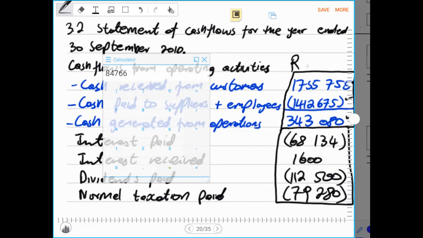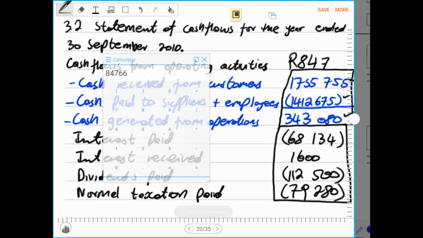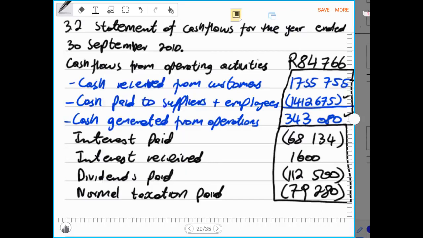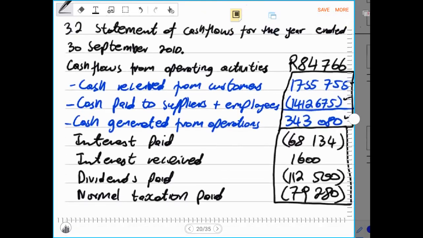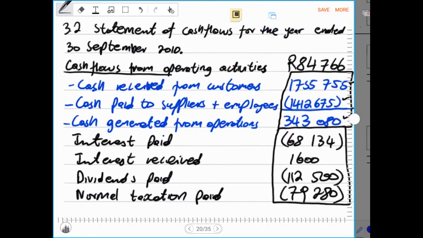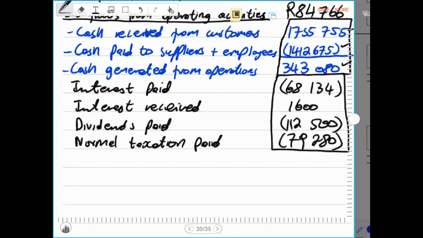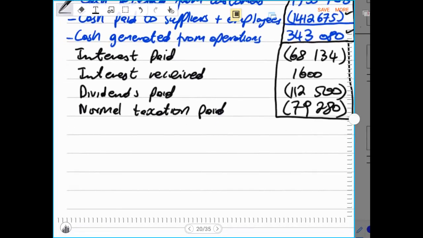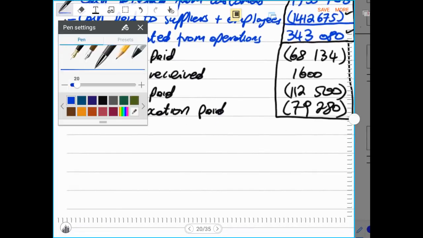Our cash flow from operating activities is 84,766. So now that is our total cash flow from operating activities, 84,766. Therefore, now we are done with the first part, cash flow from operating activities. Then after, we go to the next part of the cash flow, which is cash flow from investing activities.